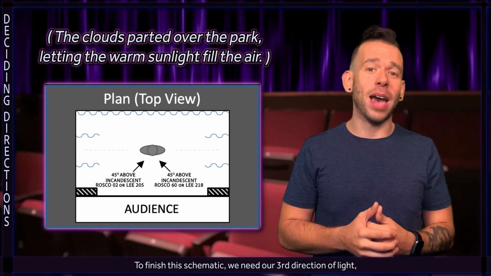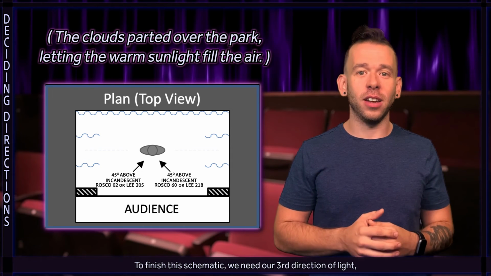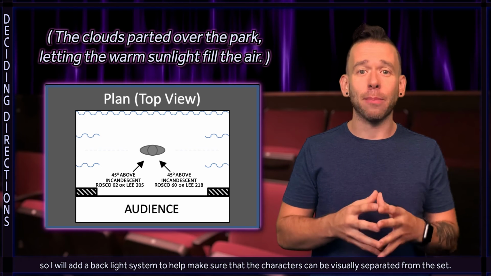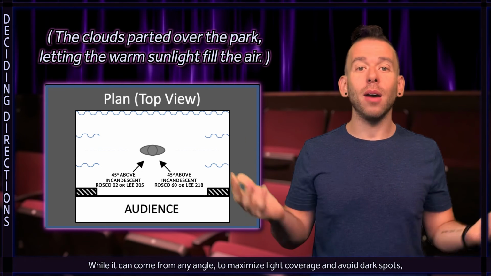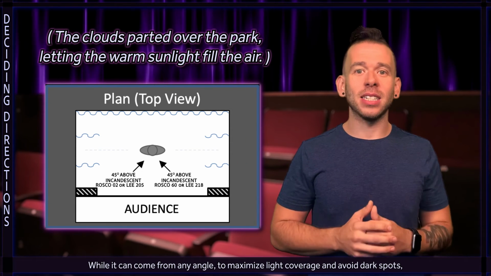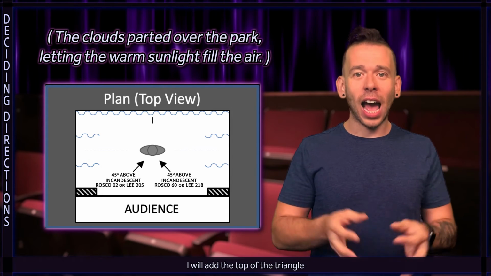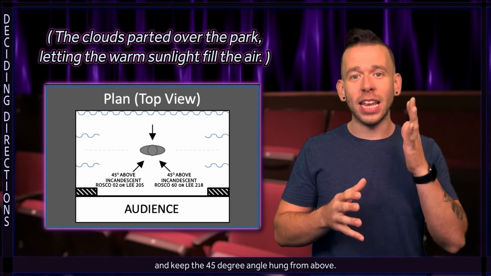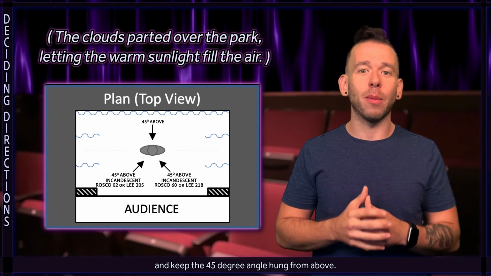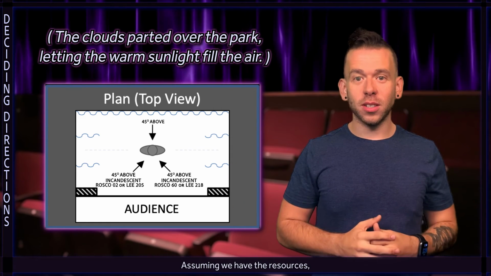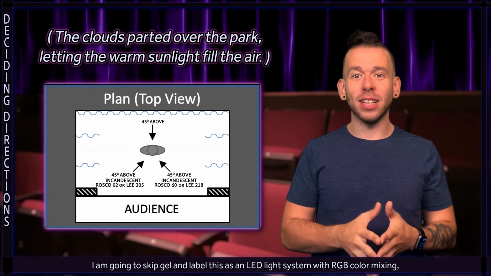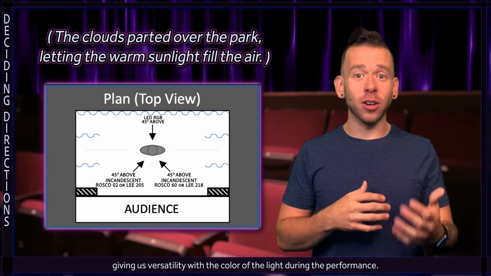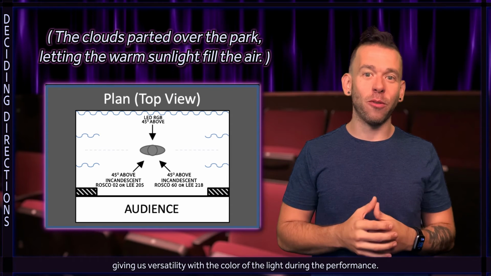To finish the schematic, we need our third direction of light, so I will add a backlight system to help make sure that the characters can be visually separated from the set. While it can come from any angle, to maximize light coverage and avoid dark spots, I will add the top of the triangle and put this one directly upstage and keep the 45-degree angle hung from above. Assuming we have the resources, I'm going to skip gel and label this as an LED light system with RGB color mixing, giving us versatility with the color of light during the performance.